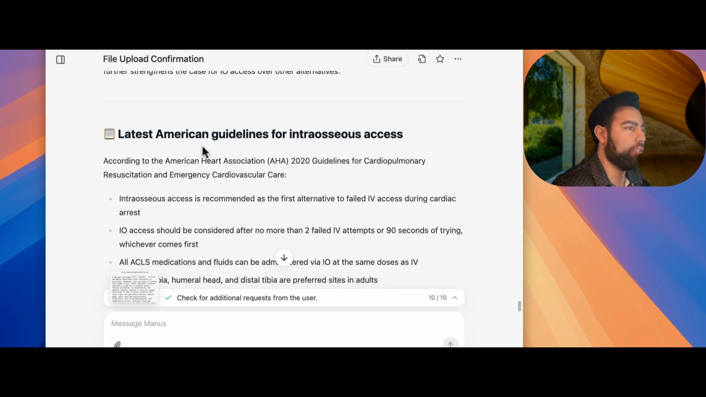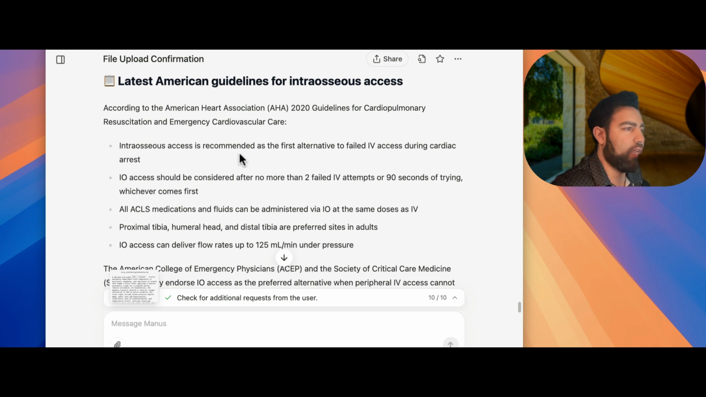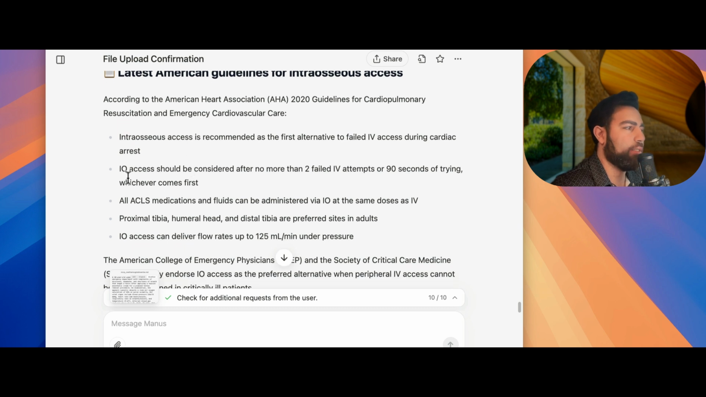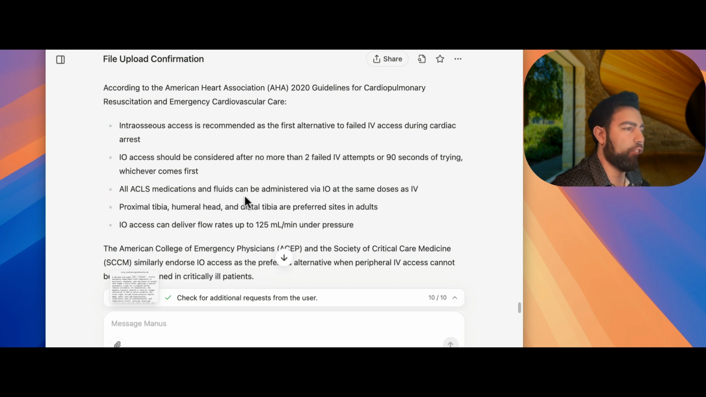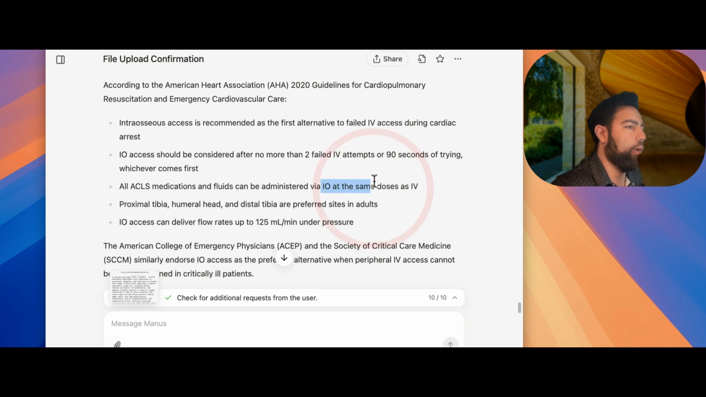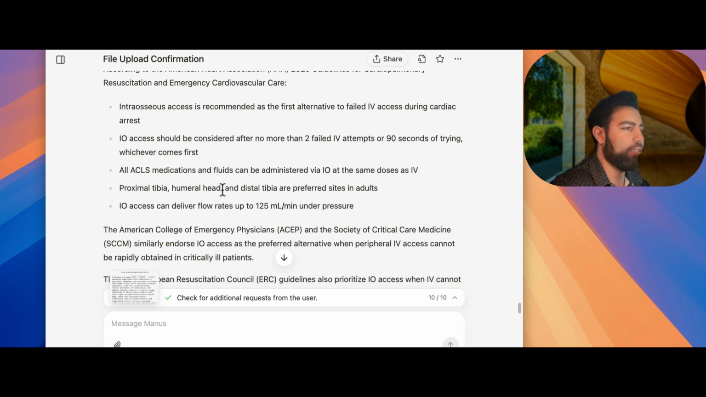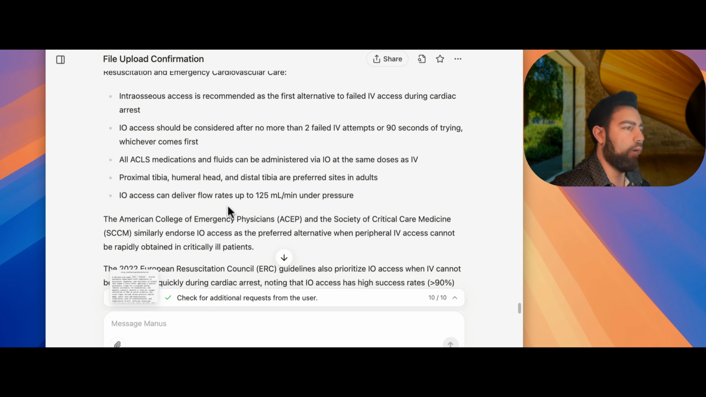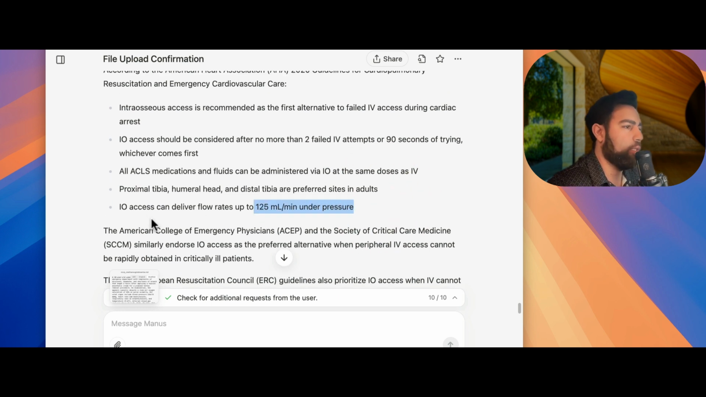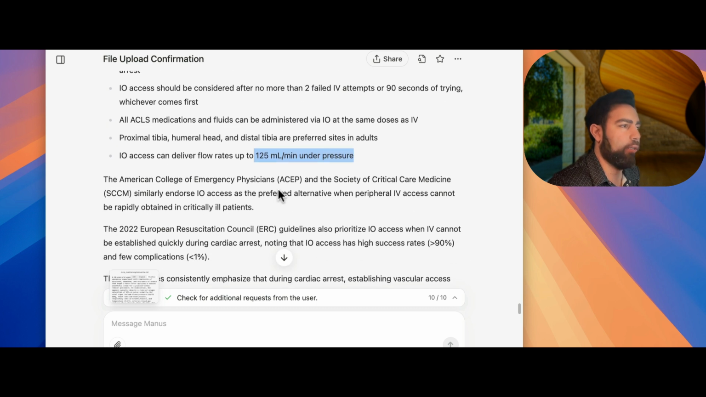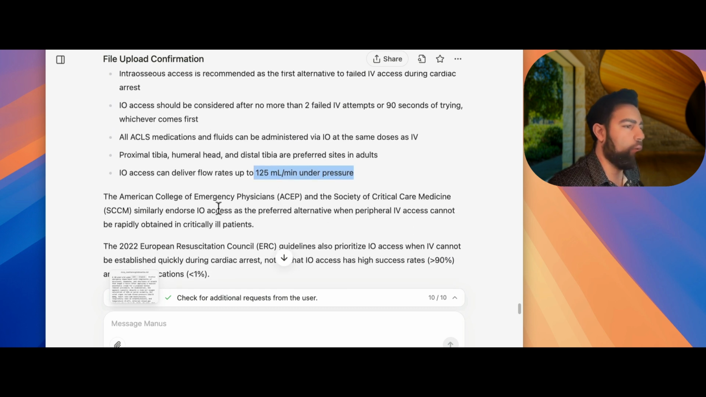And then let's go through the latest American guidelines. Again, intraosseous access is recommended as the first alternative to failed IV access. During cardiac arrest, IO access should be considered after no more than 2 failed IV attempts or 90 seconds of trying. All ACLS medications and fluids can be administered via IO, at the same dose as IV. Proximal tibia, humeral head, and the distal tibia are preferred sites. IO access can deliver flow rates up to 125 under pressure, of course. And that's really good for you guys to know about.